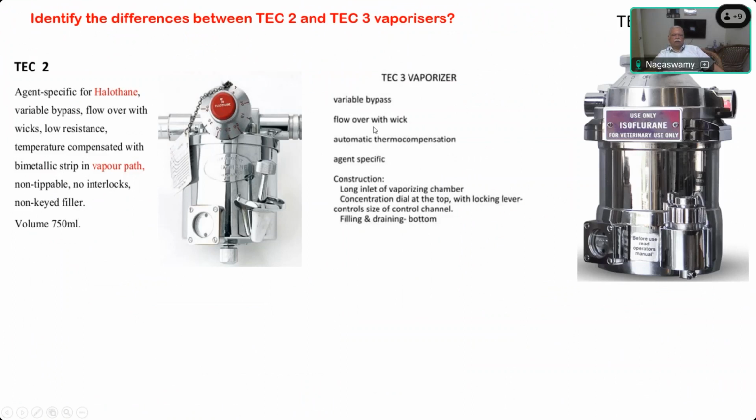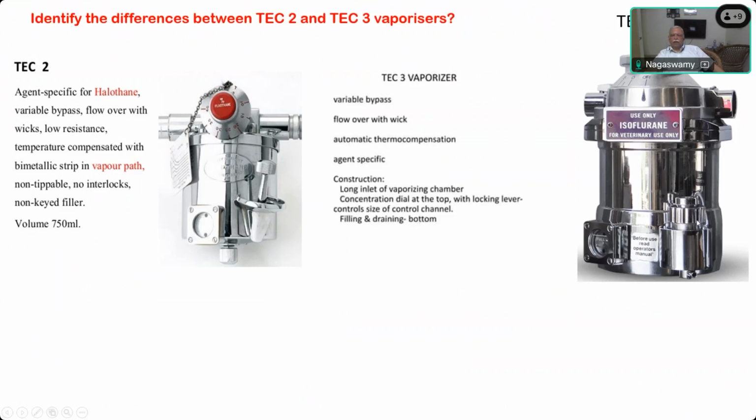Whereas Tech 3 has a variable bypass, flow over with wick, automatic thermocompensation, and it is agent specific. It has a long inlet vaporizing chamber to prevent the back pressure effect, as I told you, and control size of control channel, filling and draining at the bottom.